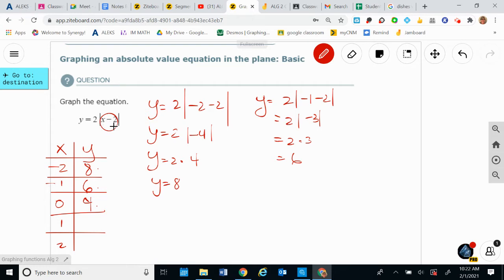Wait, did I do that right? Yeah, I did. 1 minus 2 is -1. The absolute value of -1 is 1. 2 times 1 is 2. See? So this is nice. We did this, right? We're right here, and we graph this thing, and we're at (-2, 8), and (2, 8), right?